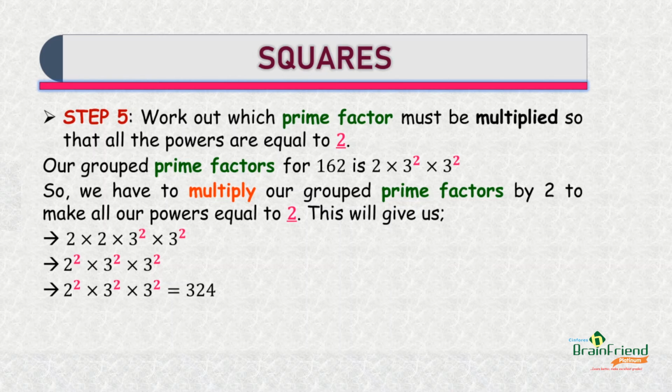Step 5. We work out which prime factor must be multiplied so that all powers are equal to 2. Our grouped prime factors for 162 is 2 multiplied by 3 raised to the power of 2 multiplied by 3 raised to the power of 2. From this, we see that we have to multiply our grouped prime factors by 2 so that all our powers are equal to 2. This will give us 2 multiplied by 2 multiplied by 3 raised to the power of 2 multiplied by 3 raised to the power of 2, giving us 2 raised to the power of 2 multiplied by 3 raised to the power of 2 multiplied by 3 raised to the power of 2. If we solve this through, it will give us 324.